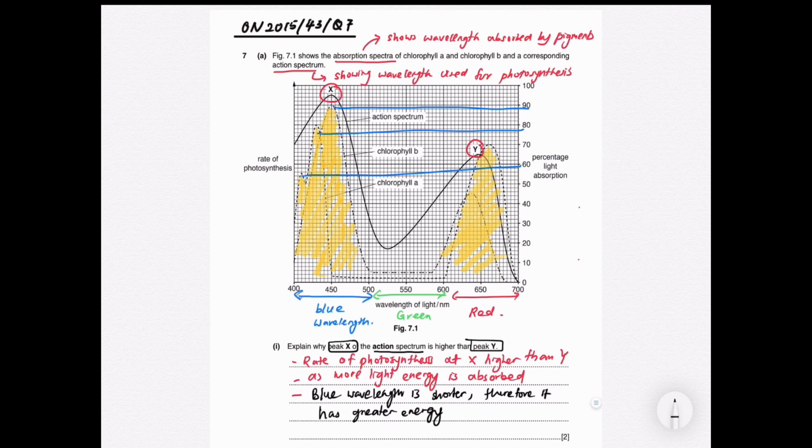So if you relate to photosynthesis, what is this energy for? This energy is used to excite the electrons, which is going to contribute to ATP formation. So you're going to increase your rate of light-dependent reaction. Hope this question reinforces your understanding of the difference between the absorption and action spectrum and how they are correlated. Thank you.